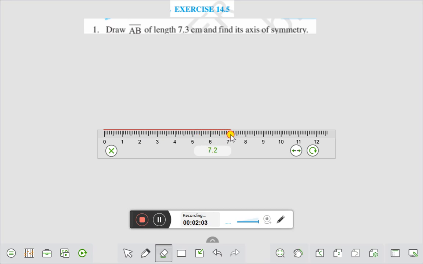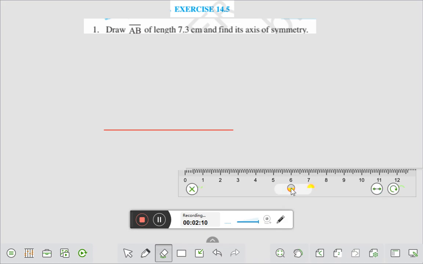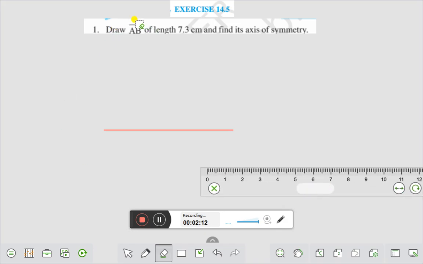7, 7.1, 7.2, 7.3, right? This is 7.3 centimeter, right? Now here we have drawn a line AB of length 7.3 centimeter and we need to find its axis of symmetry.